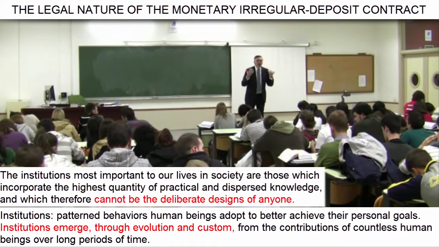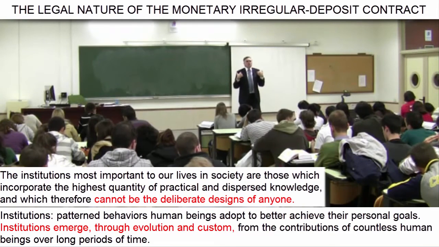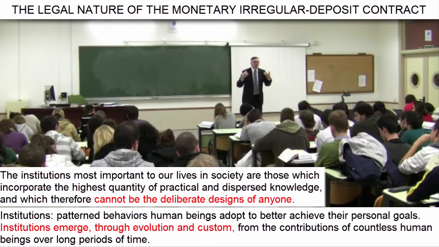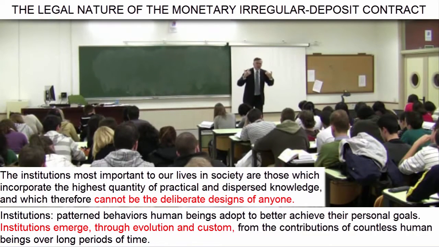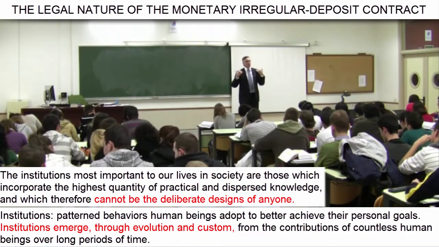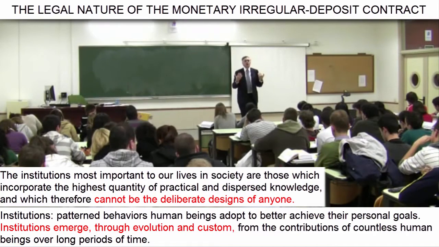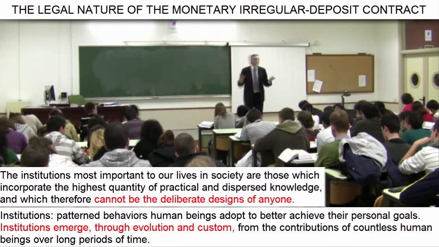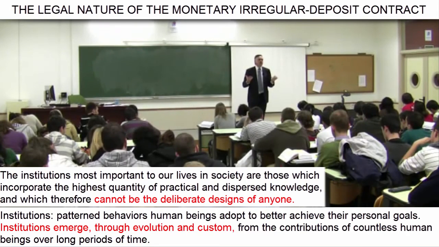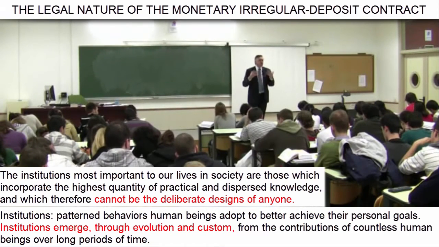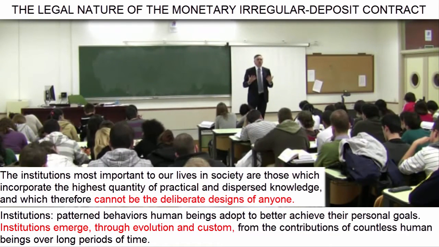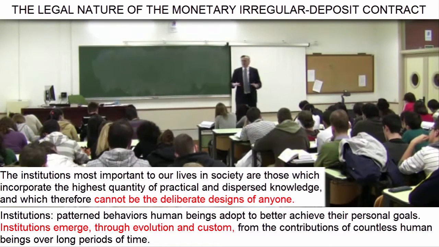These institutions incorporate a volume of information so large that it far surpasses the capacity for understanding and analysis that any one human being has, or that any group of human beings have, no matter how wise they are. To put it another way, though it may make us dizzy, the institutions most important to our lives and to civilization cannot have been deliberately designed by human beings, because they lack the necessary mental capacity.